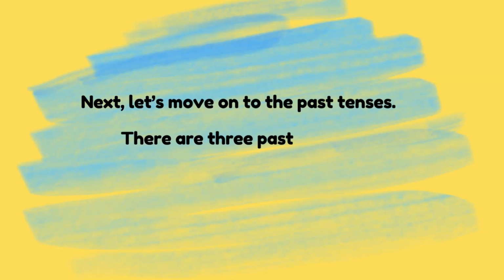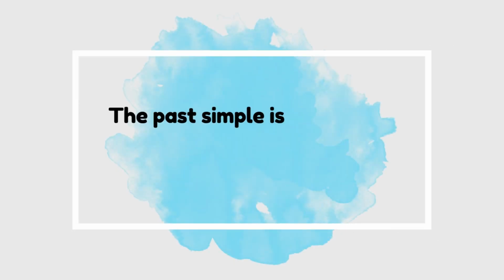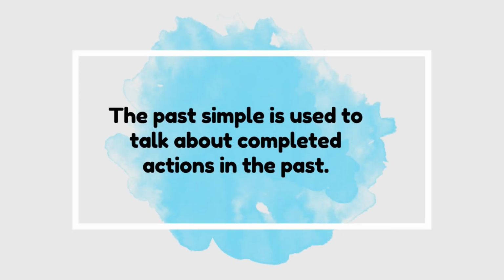Next, let's move on to the past tenses. There are three past tenses: past simple, past continuous, and past perfect. The past simple is used to talk about completed actions in the past.